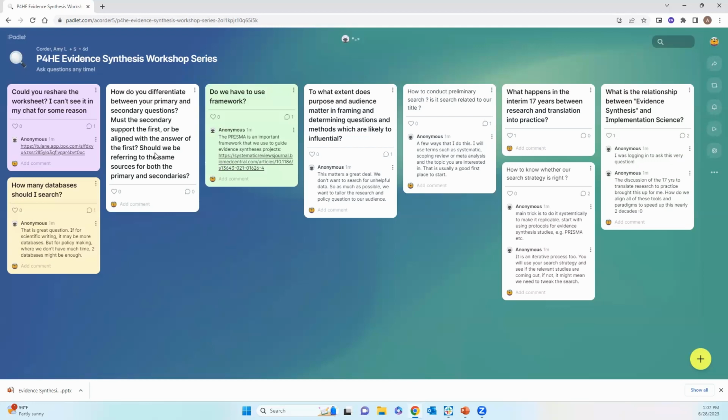Someone asked, how do you differentiate between your primary and secondary questions? Must the secondary support the first or be aligned with the answer of the first? Should we be referring to the same sources for both the primary and secondaries? I'll speak from my experience, the primary question is your main research question. The secondary questions might be, if this information is included in the article, we would be interested in this, but if that information is not there, it's fine, as long as the articles you're including answer that primary question. You might have some secondary questions that you're interested in, if you see a trend in the literature.